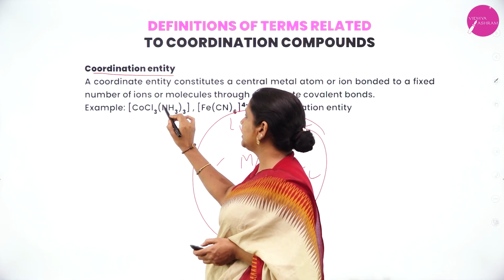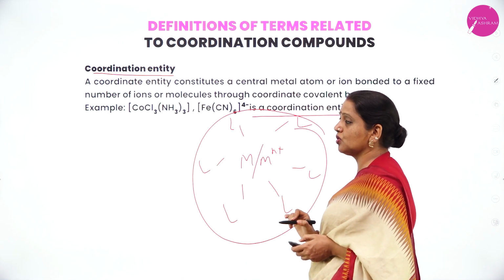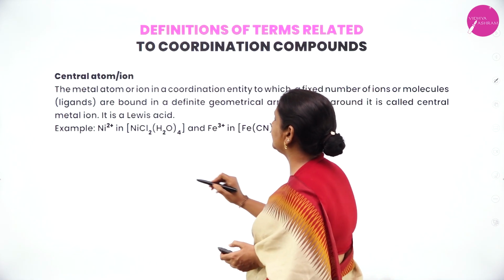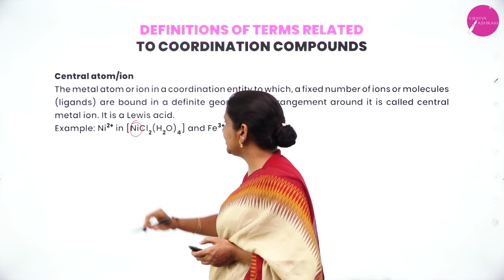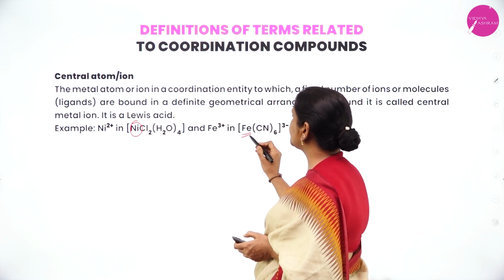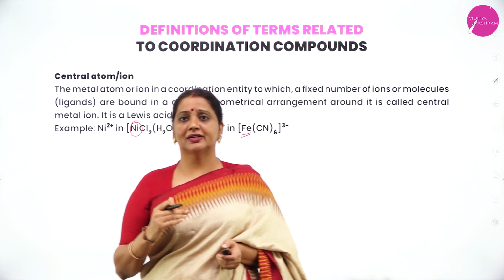Examples: [CoCl3(NH3)3] and [Fe(CN)6]4-. These are all called coordination entities. Central metal atom. Here in this structure, which one is the central metal? Ni, nickel 2+. Here Fe 3+. Observe, the metal which is attached to the ligands is called the central metal atom.